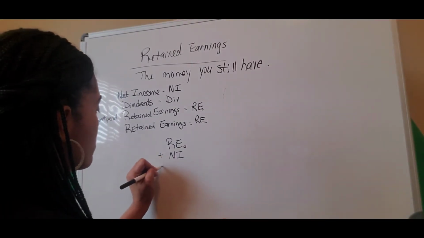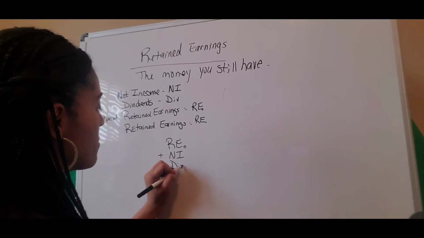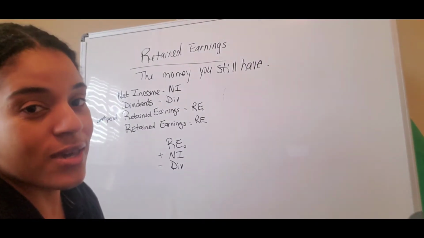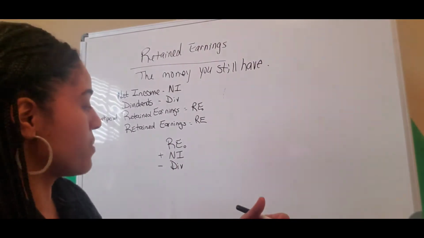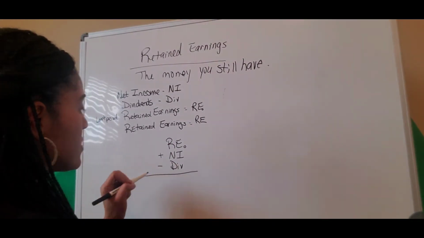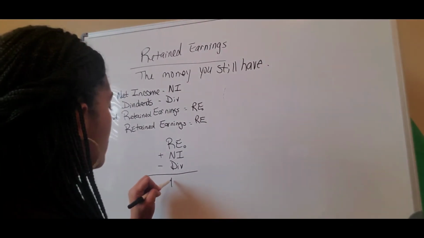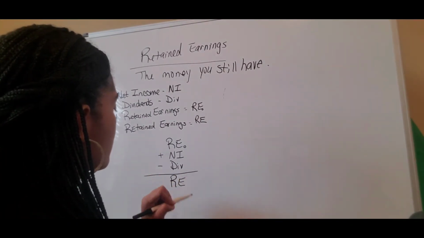Then you want to subtract whoever you're paying. You're paying out your shareholders and your owners, so you're going to call that the dividends you're paying out. When you do that simple math equation, simple addition and subtraction, you're going to get the retained earnings for this period.